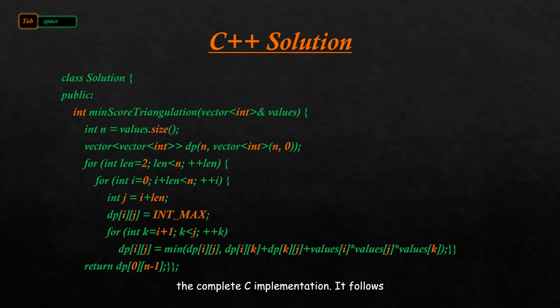Here is the complete C++ implementation. It follows the exact idea we discussed. Initialize dp with 0, expand intervals of increasing length, and compute the minimum scores using our recurrence. Finally, the result is stored in dp[0][n-1].